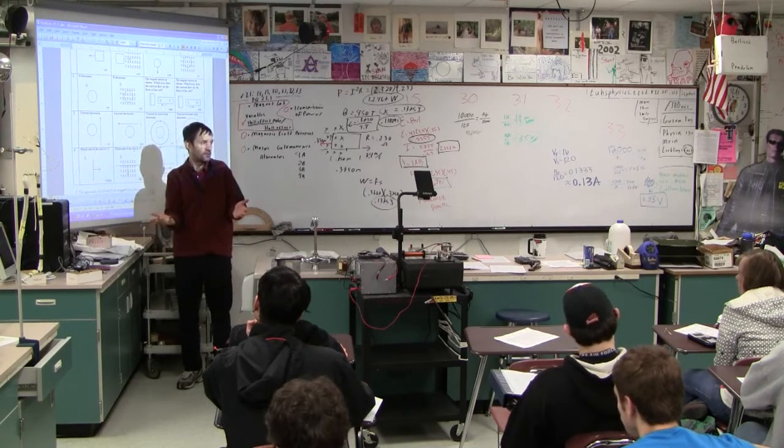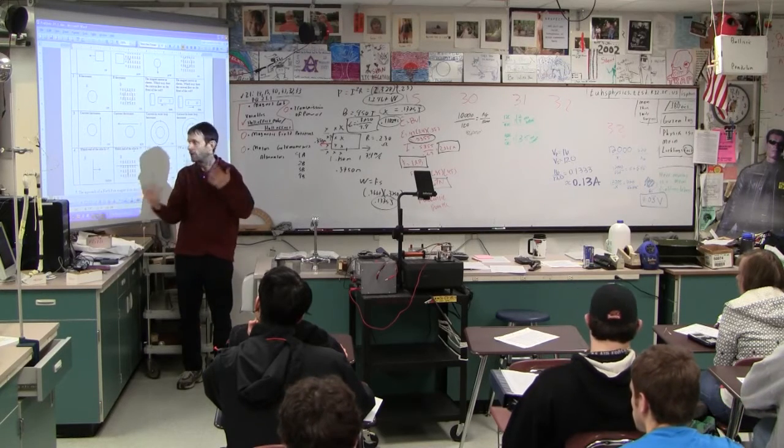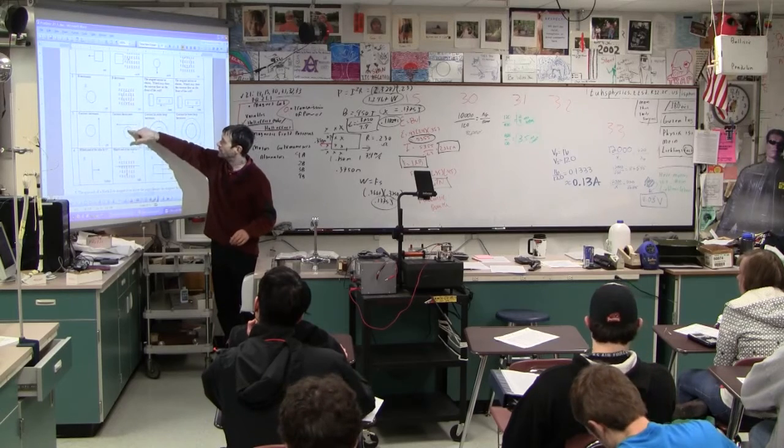So figure out which way. Now there's an extra step. You got to figure out which way the flux is, and then we're back to where we started, right? So here, the flux where that loop is which way?